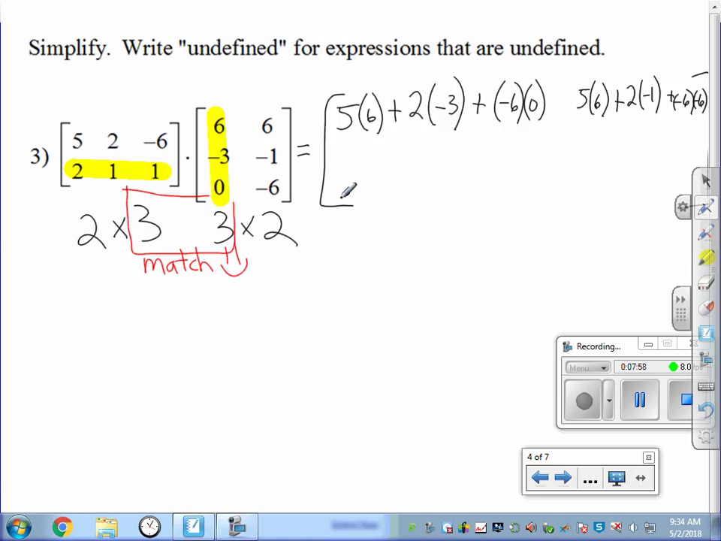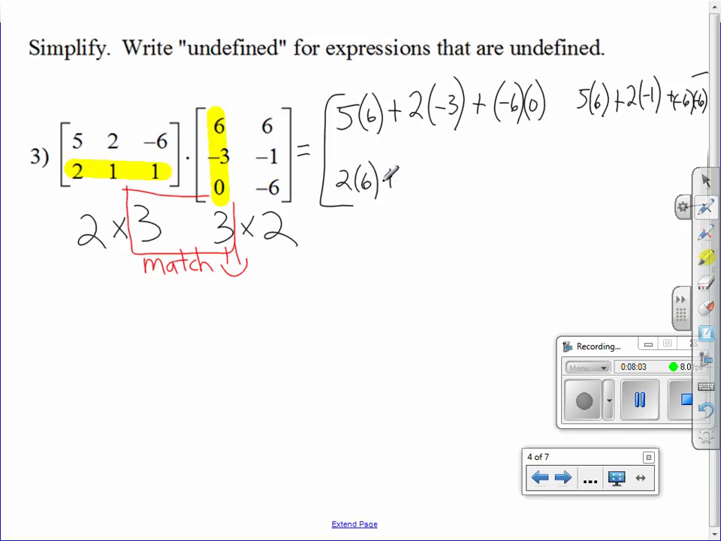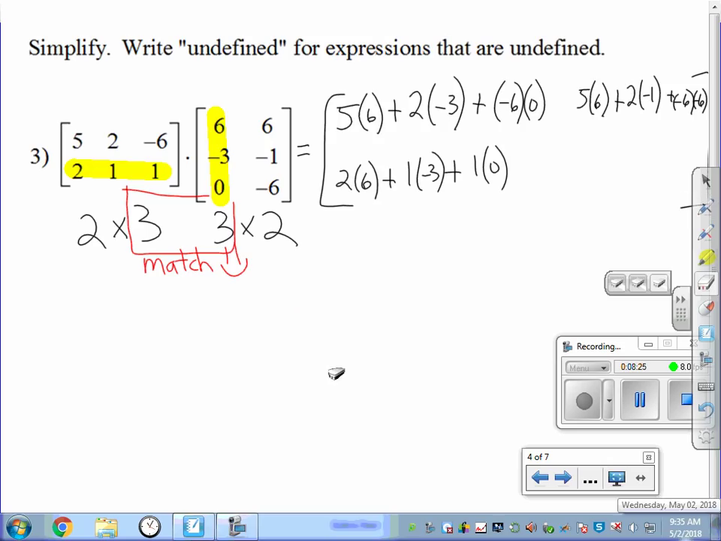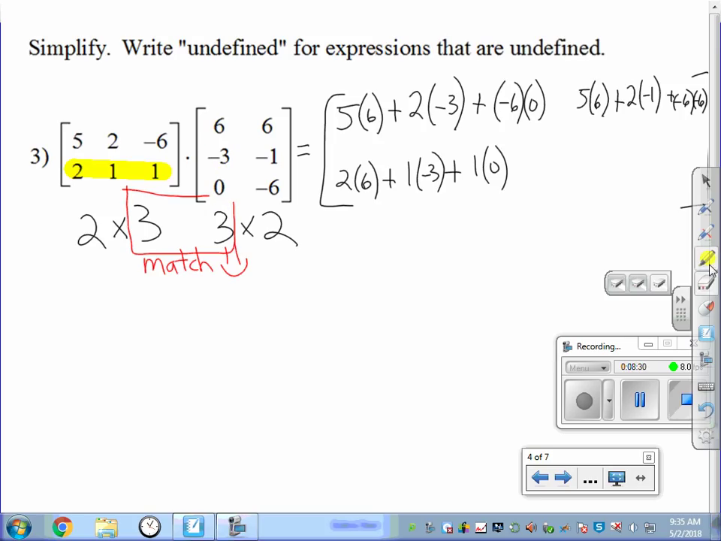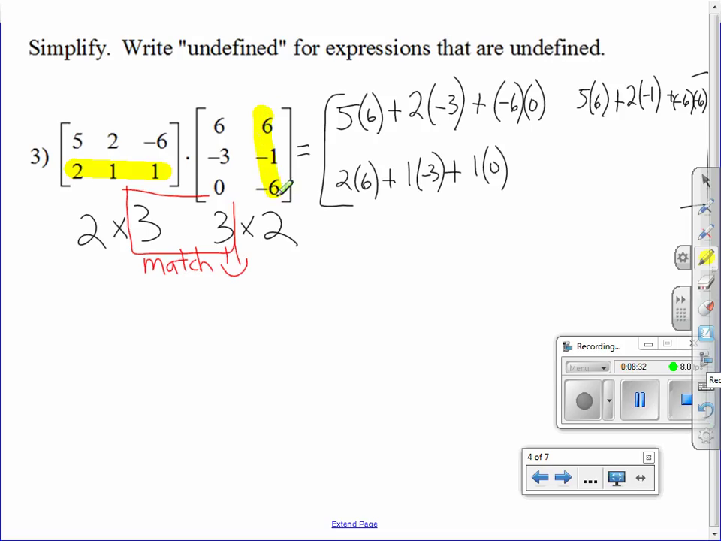Second row, first column. Here we go. 2 times 6. Plus, what's next in line? 1 times -3. Plus 1 times 0. Finished, right? We've exhausted all of the numbers in the second row in the first column, but I also have another column in that second matrix that I can repeat this process with. So let's do it.